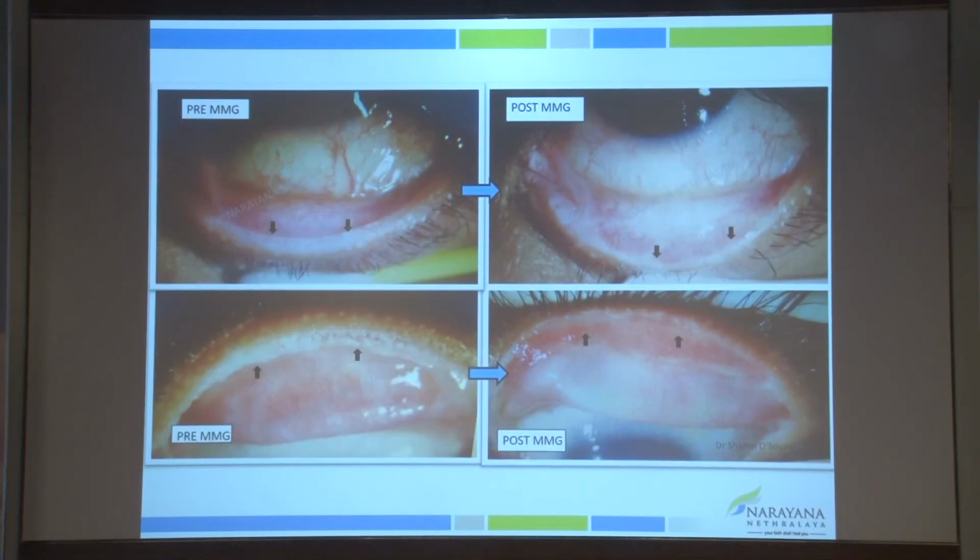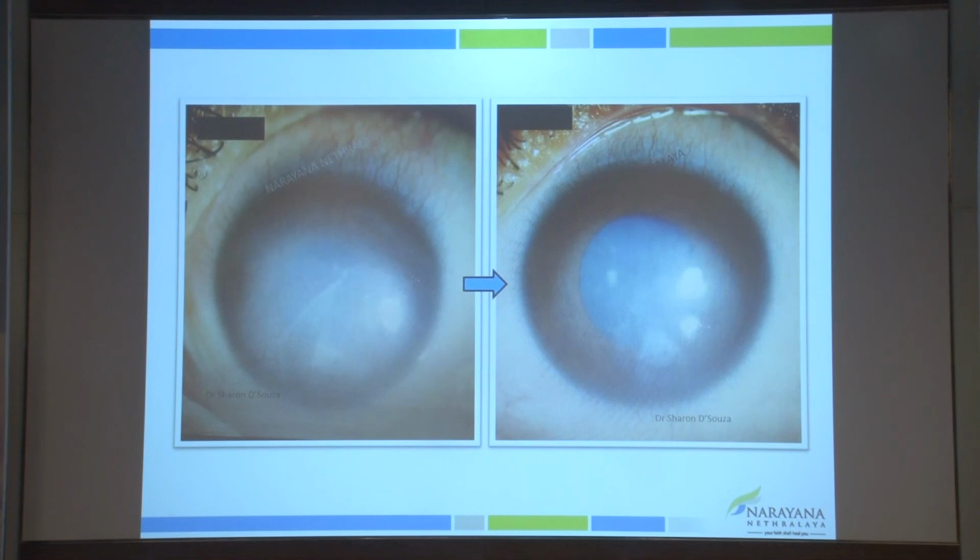So we went ahead and did the mucous membrane graft. After the mucous membrane graft, you can see a lid margin which is much more uniform. Here you can see the healthy MMG, which is well approximated to the lid margin. What is most striking is that just by doing the mucous membrane graft, we have done no procedure on the cornea, but just by removing the inciting agent of that mechanical microtrauma, this is how the cornea clears up.